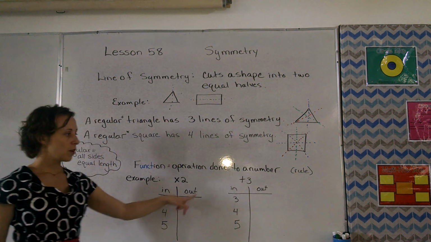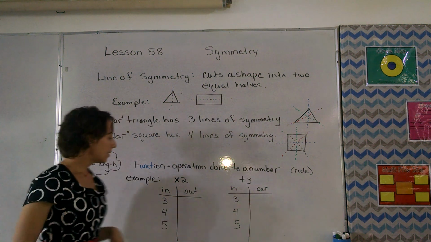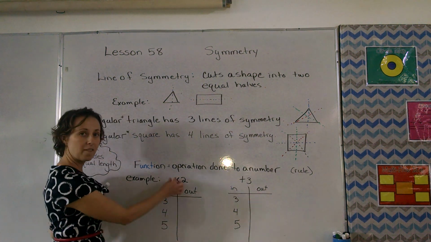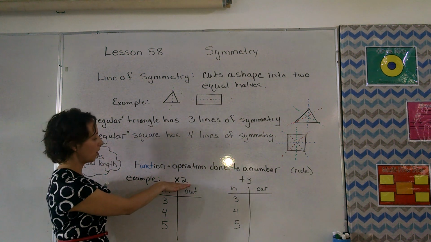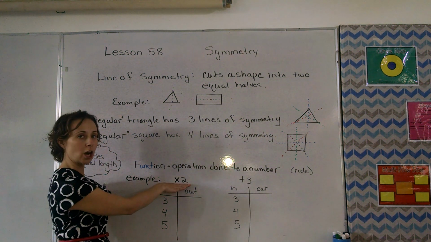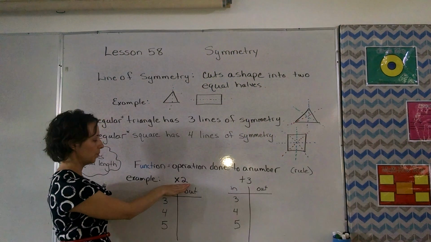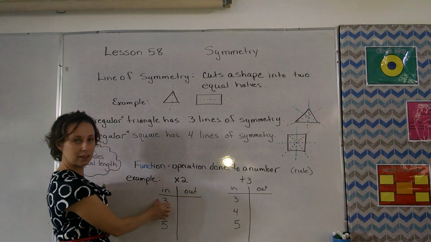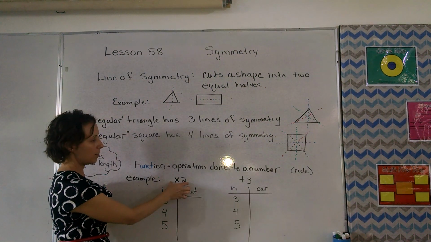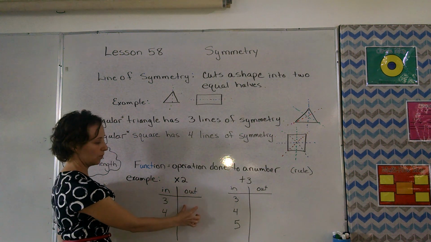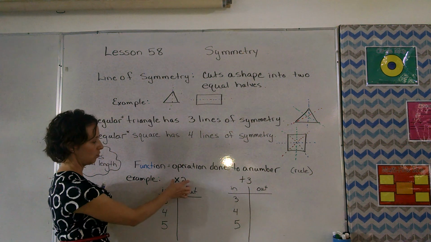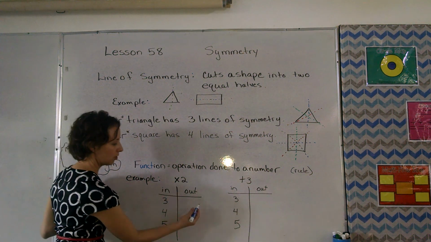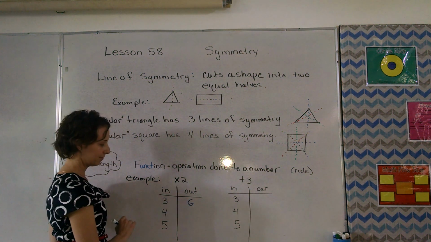Here's 2 charts, they're in and out charts. In the middle is where we perform the function. So here is our rule, or our function. This is a times 2 chart. That's not an X, it's a times 2. So if I put in 3, and what I'm going to do to it is times 2, what will be my output? So I start with 3, I do times 2. My output then is 6.